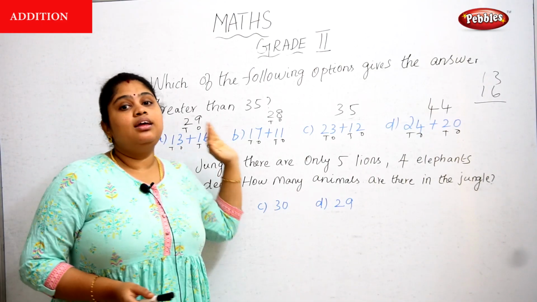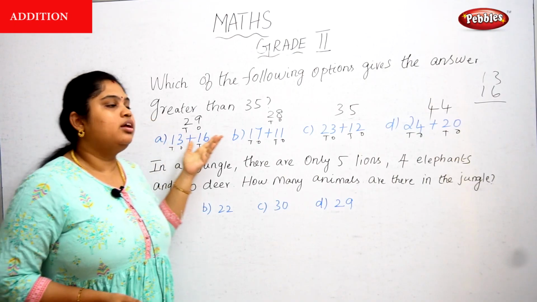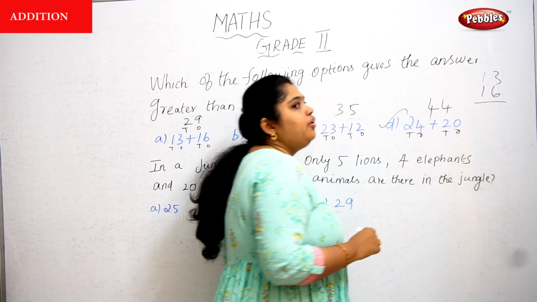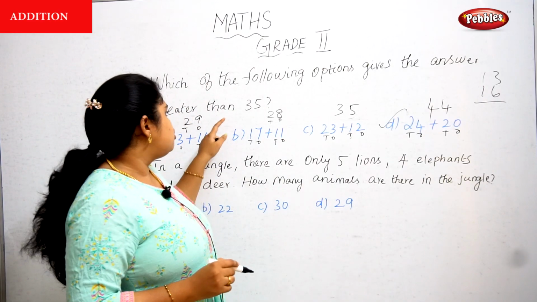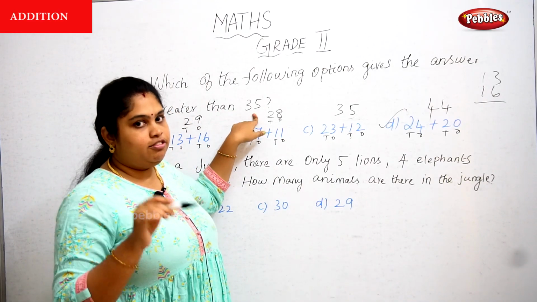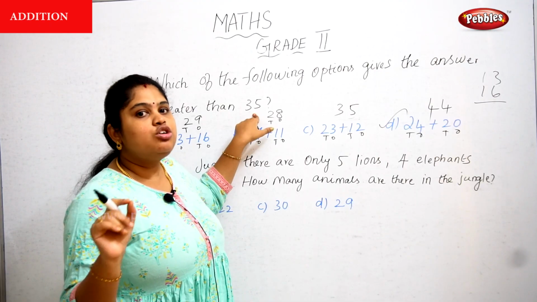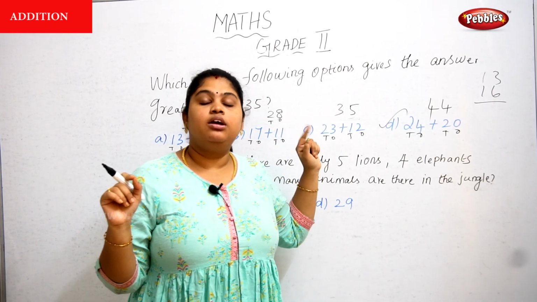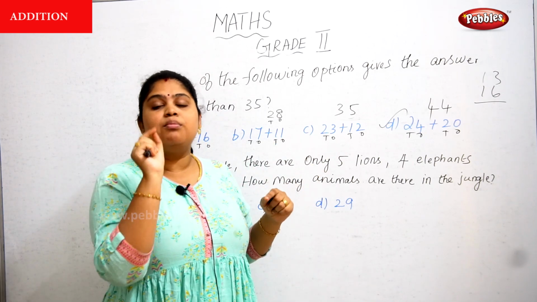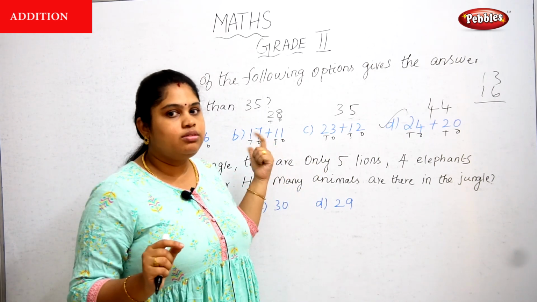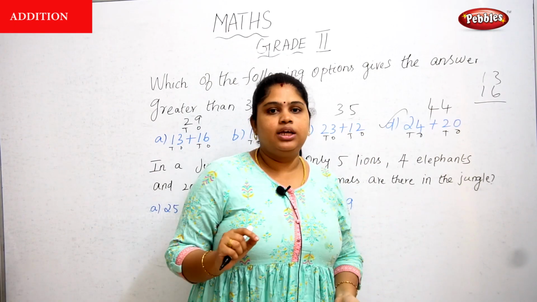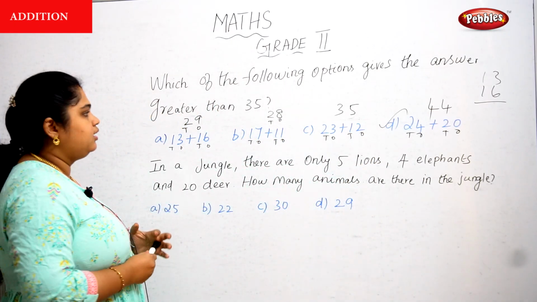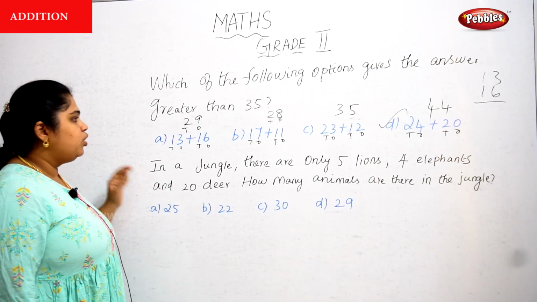Greater than 35. Which option is greater than 35? Option D is greater than 35. It should not be 35. If 35 were given, we could tick it here. The question says greater than, so at least one number should be greater than 35. So we have to tick option D. 24 plus 20 is the correct option. Okay, let's move on to the next sum.